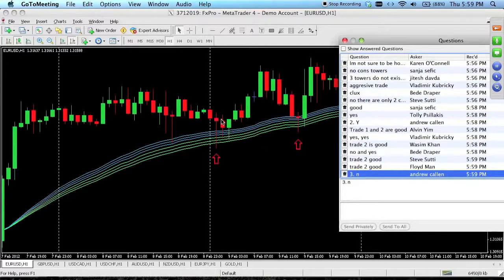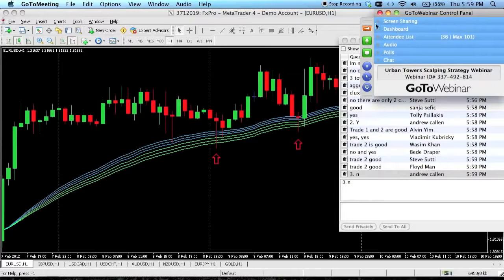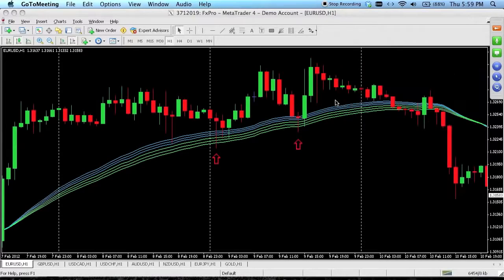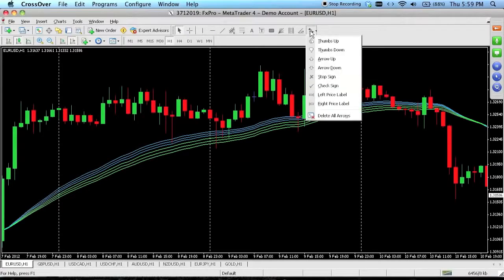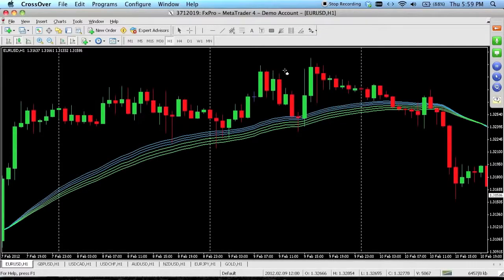Okay, trade 1. Let's take a look here. Trade 3 is correct. Let's go through trade 3 first, and we'll go through trade 2 afterwards, because trade 2 can be a little bit tricky. So we'll go through trade 2 in a second. Trade 1 in a second. Let's take a look at this one first. Let's get rid of this. Okay. Where do we have our first touch? We're going down, and we have our first touch here.